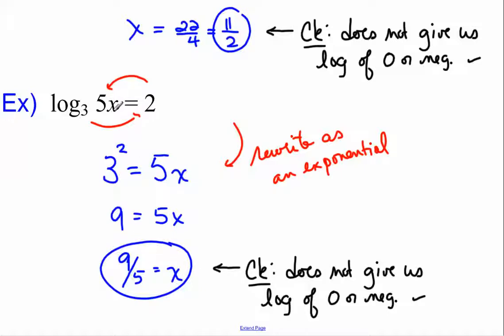If I put the 9/5 up here, I still have just the log of a normal number, so I don't have to say that it's extraneous. I say it's a good solution.